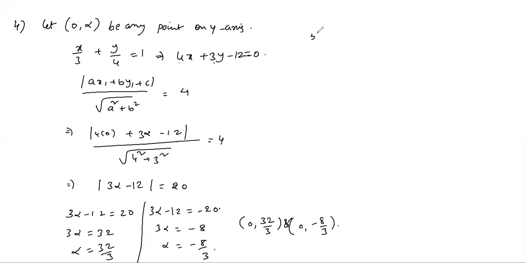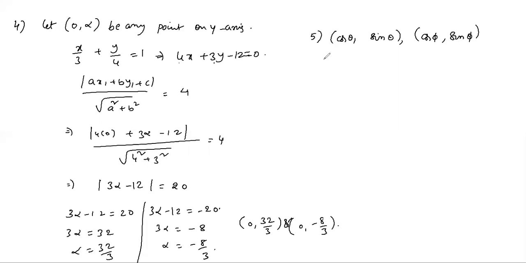Next, find the perpendicular distance from origin to the line joining the points cos theta, sin theta and cos phi, sin phi. Origin to line, so two-point form. So we have to find the line equation first.